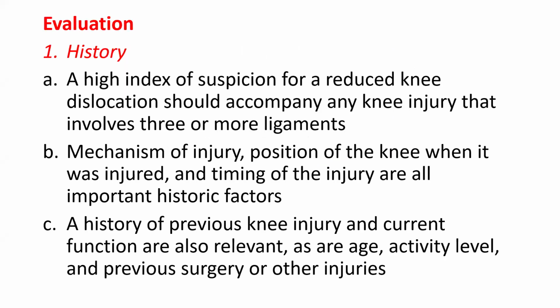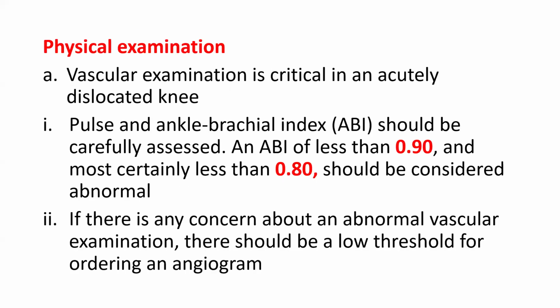A bit about the evaluation. A high index of suspicion for a reduced knee dislocation should accompany any knee injury that involves 3 or more ligaments. Mechanism of injury, position of the knee when it was injured, and the timing of the injury are all important historic factors. A history of previous knee injury and current function are also relevant, as are age, activity level, and previous surgery or other injuries.